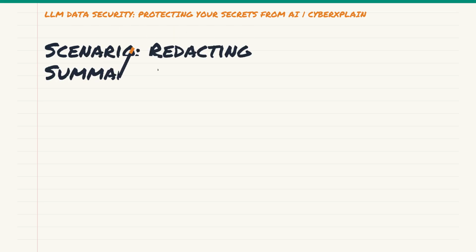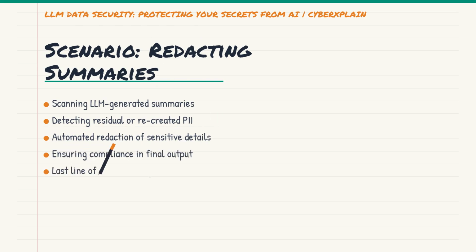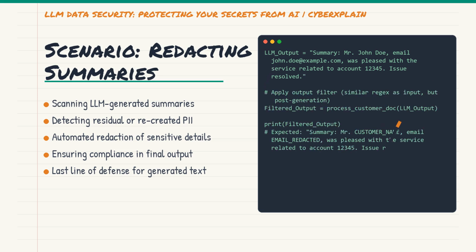Back to our LLM summarization tool. After the LLM generates a summary of a customer document, this output filter kicks in. It scans the summary for any PII that might have slipped through the input filter or, worse, been recreated by the LLM. If it finds, say, an unexpected phone number or a customer's address, it immediately redacts that information before the summary is ever shown to the user. This ensures that even if the input had a flaw or the LLM got a bit too creative, the final output remains safe and compliant.